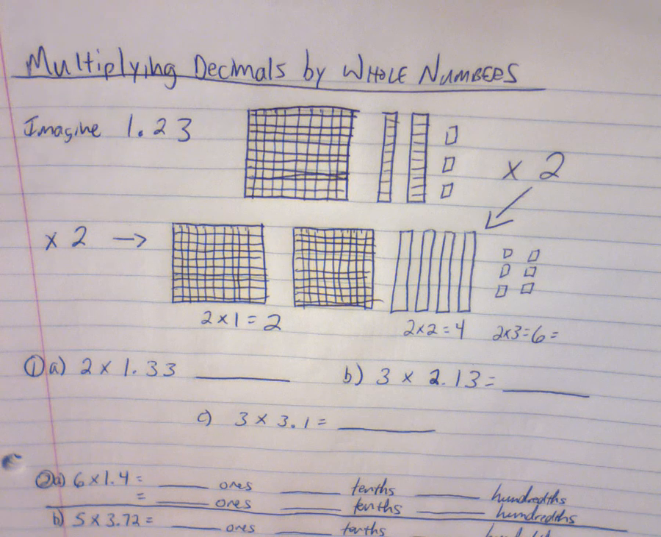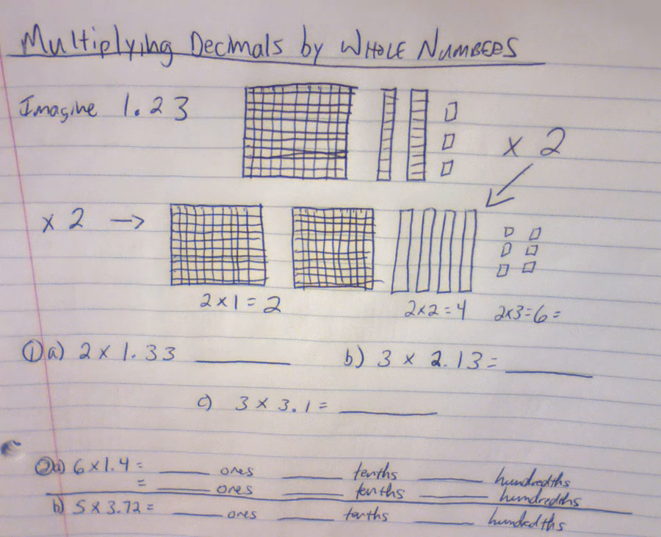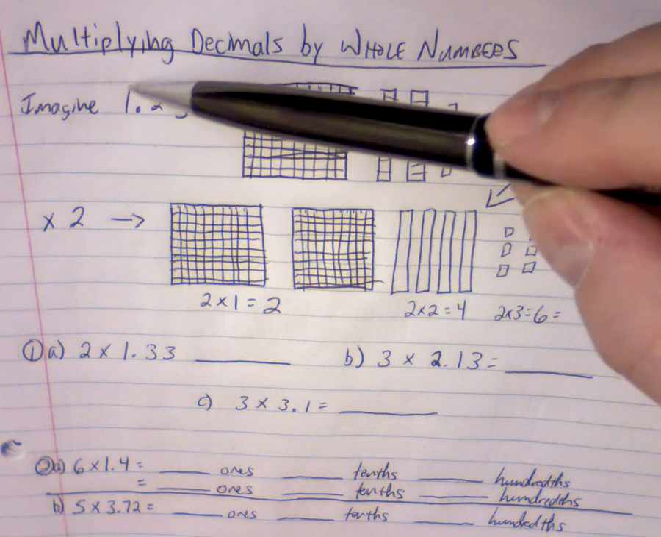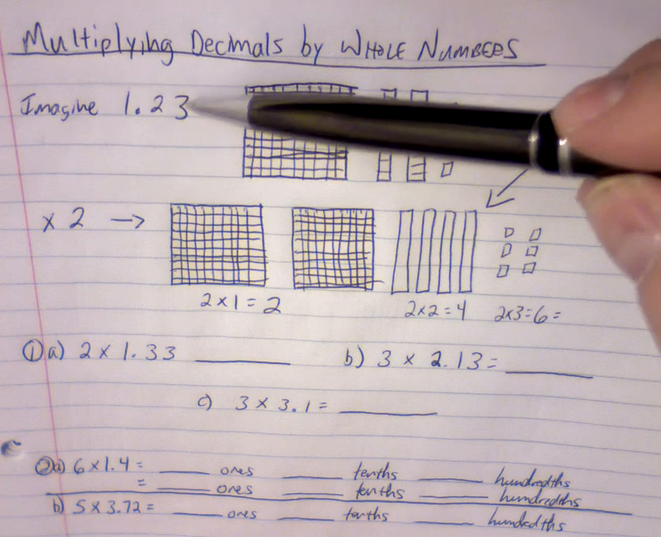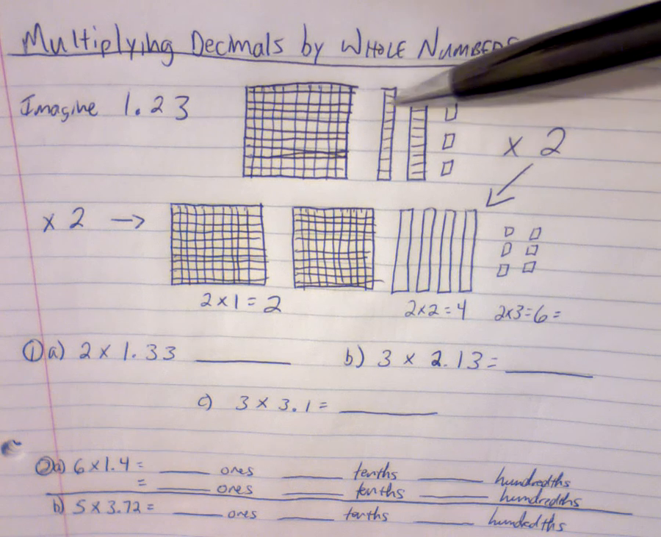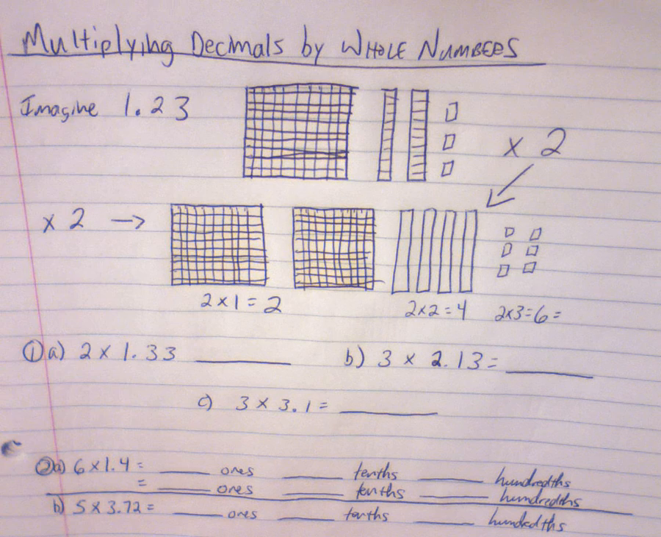We're going to look at several different examples because I want you to understand wholly the concept of multiplying by decimals. So imagine we have 1.23. I have 1 whole, 2 tenths, and 3 hundredths. Imagine I multiply it by 2. All I'm doing is doubling, because that's what multiplication by 2 is.